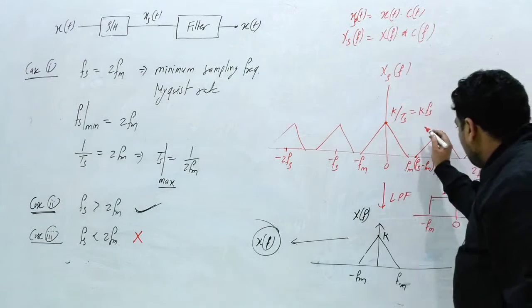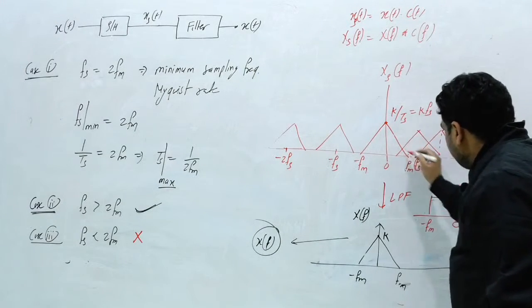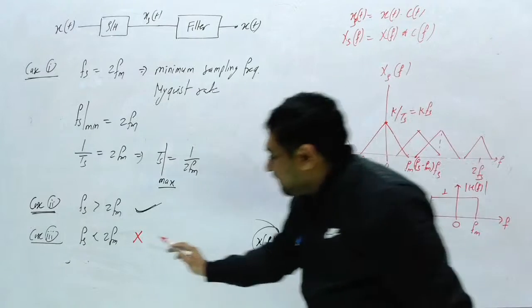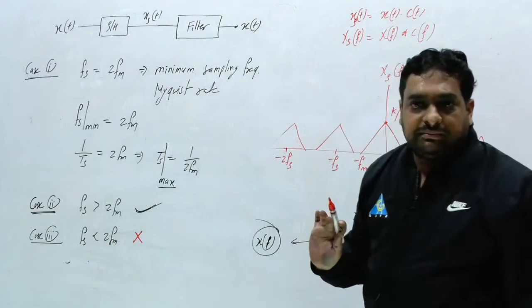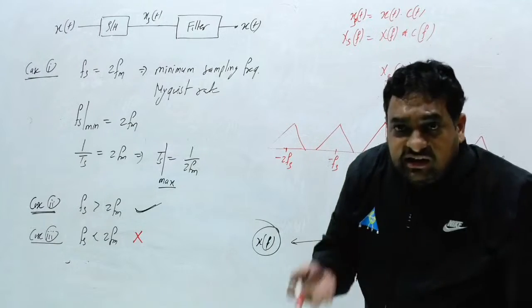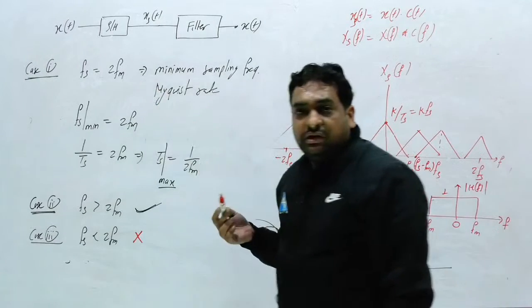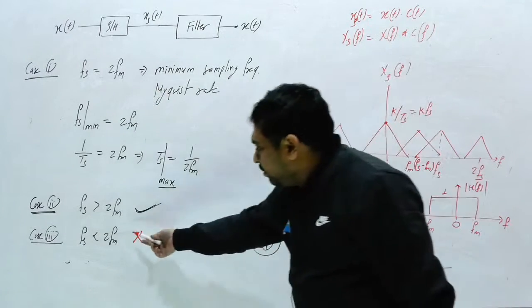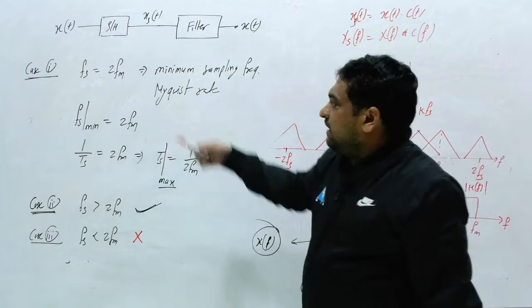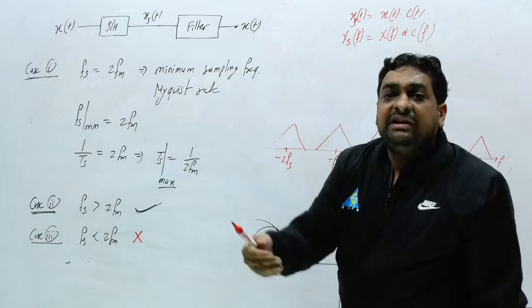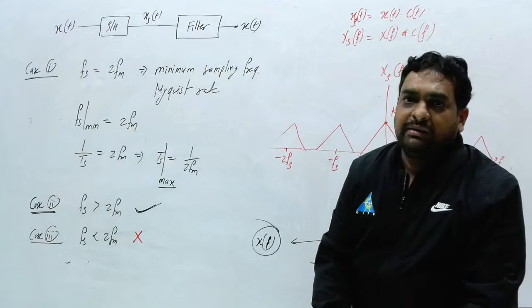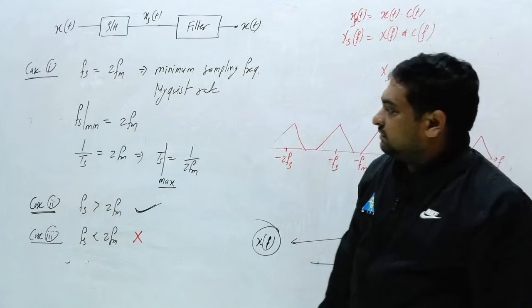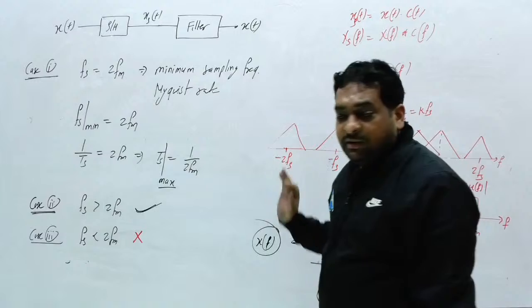So these two will overlap like this. These two will overlap like this if fs is less than 2 fm. Here we are generally interested in this part. We are interested in this part, so this other part we don't have to study. We are interested in what the best sampling rate can be. Is this clear? So 3 cases can be possible.